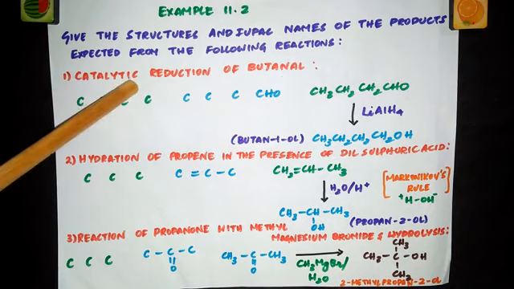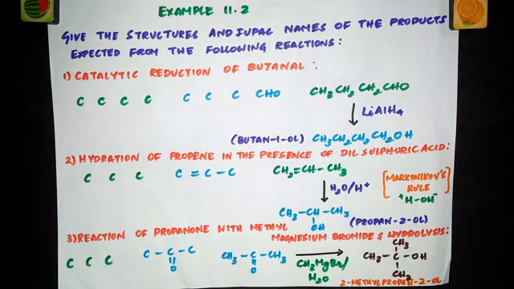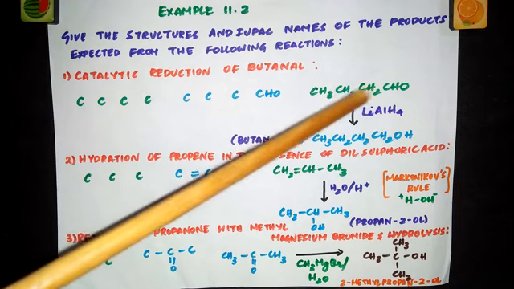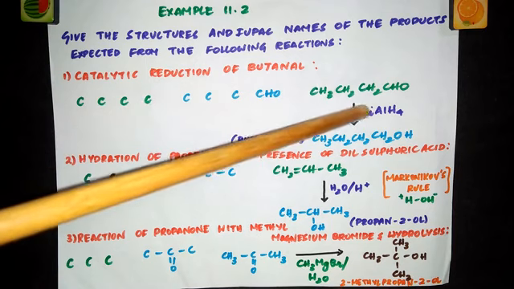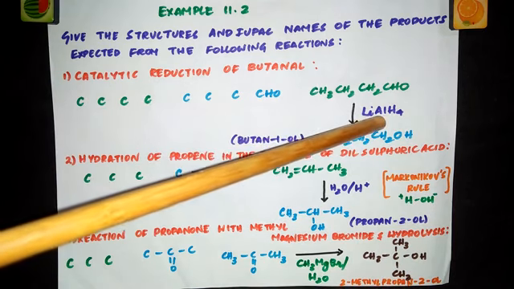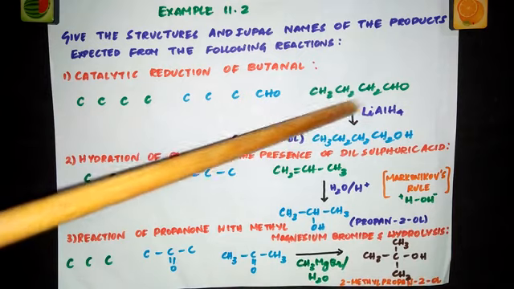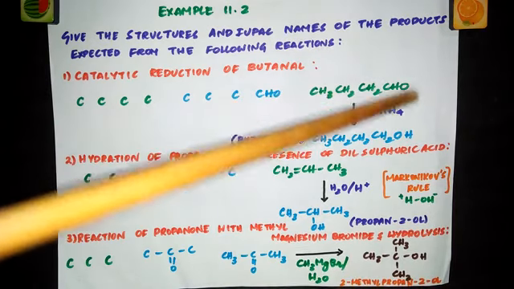They have given catalytic reduction. So you're going to use a catalyst, which is a reducing agent. We have seen already in the preparation of alcohols, we can use lithium aluminium hydride or sodium borohydride, or you can use hydrogen in the presence of nickel. So any of the catalysts. So we are using here lithium aluminium hydride. So in the presence of this catalyst, this is going to be reduced.